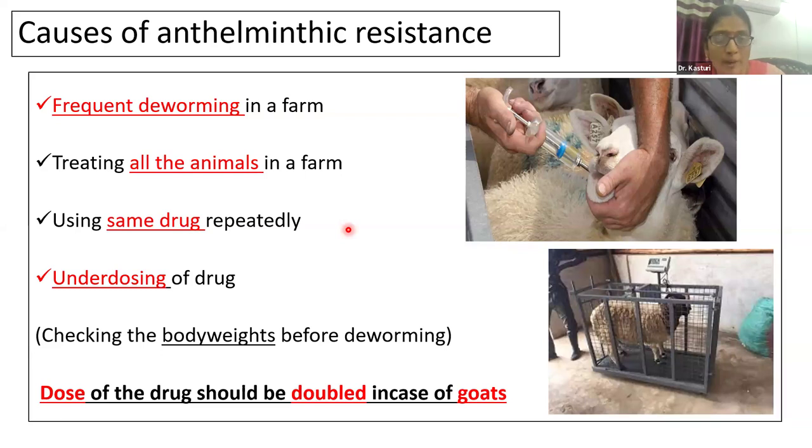In case of levamisole administration, instead of doubling the dose, it should be 1.5 times the dose indicated in sheep.